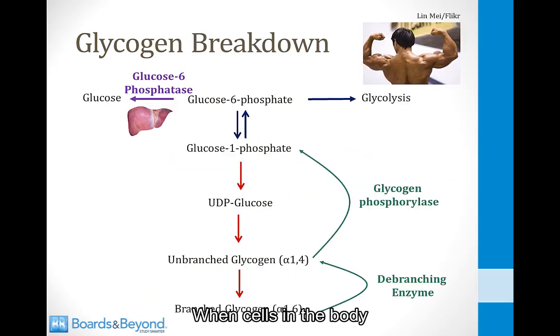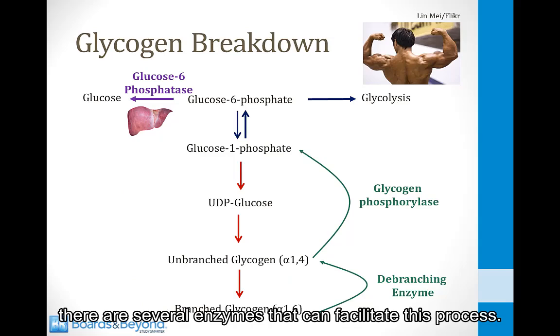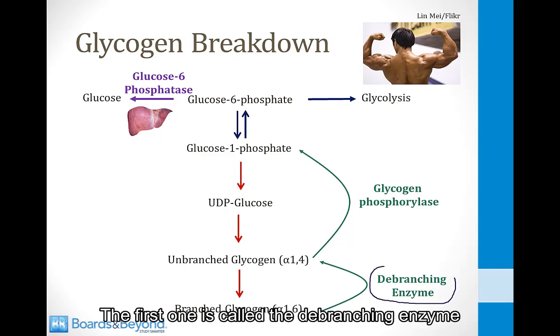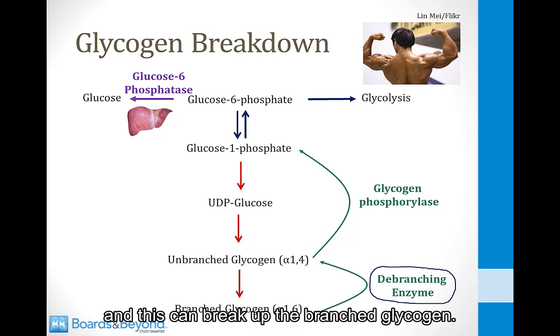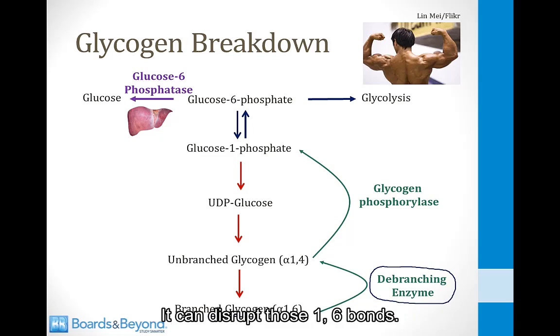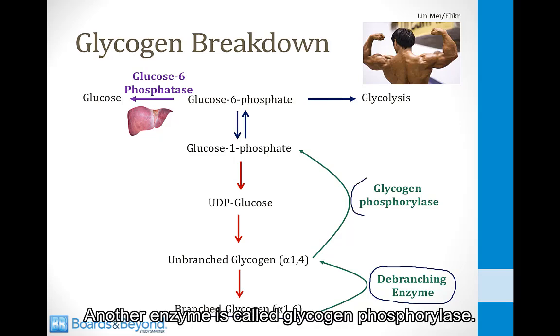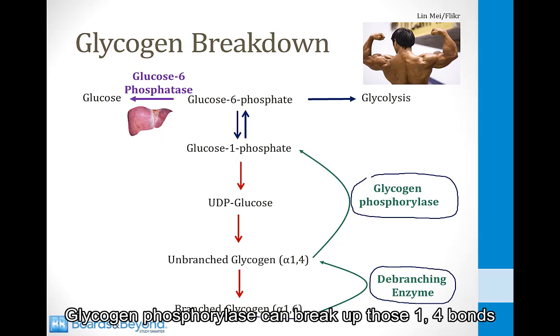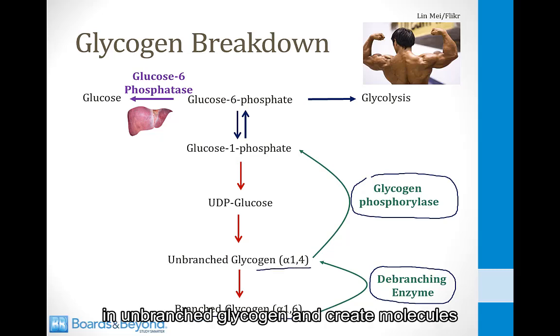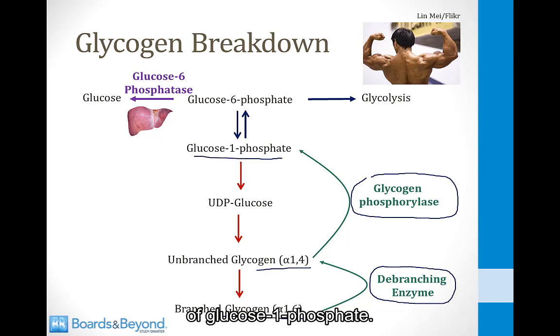glycogen. When cells in the body want to break down glycogen for fuel, there are several enzymes that can facilitate this process. The first one is called the debranching enzyme, and this can break up the branched glycogen. It can disrupt those 1,6 bonds. We'll talk more about that in a minute. Another enzyme is called glycogen phosphorylase. Glycogen phosphorylase can break up those 1,4 bonds in unbranched glycogen and create molecules of glucose 1-phosphate.